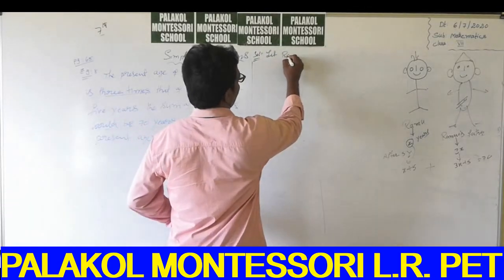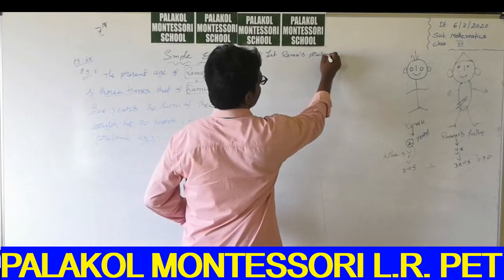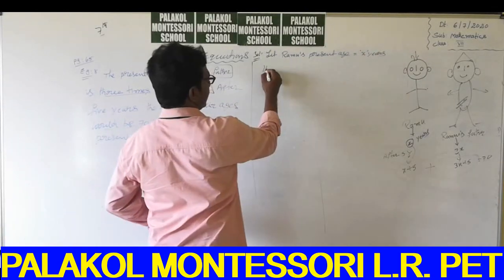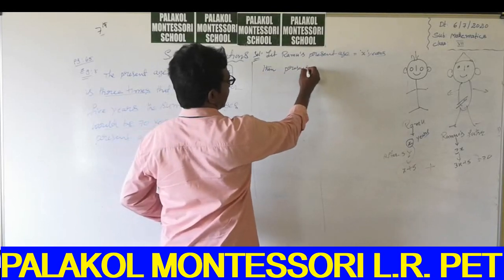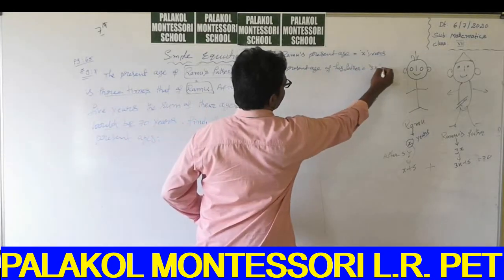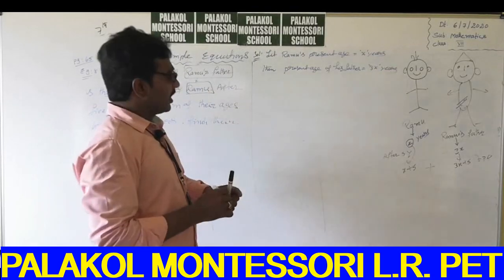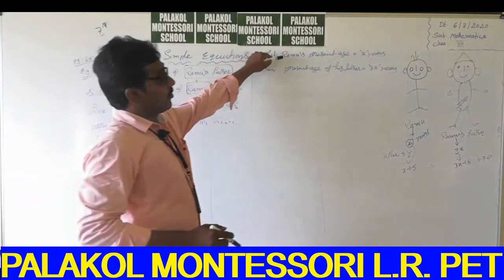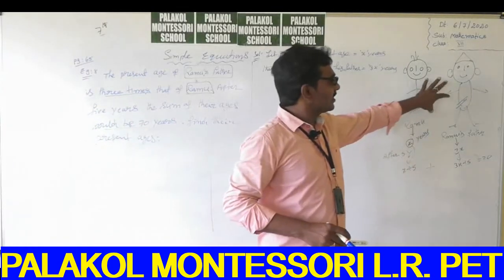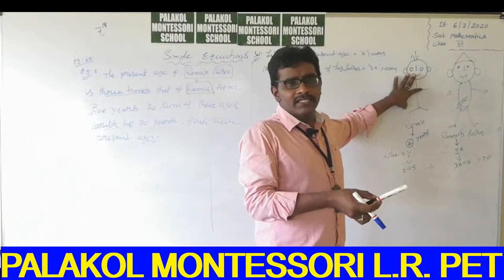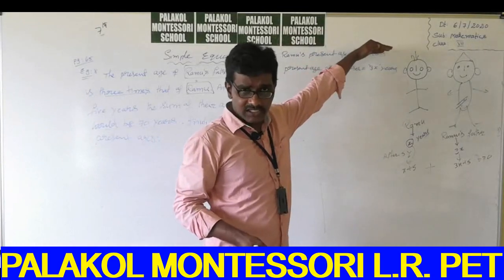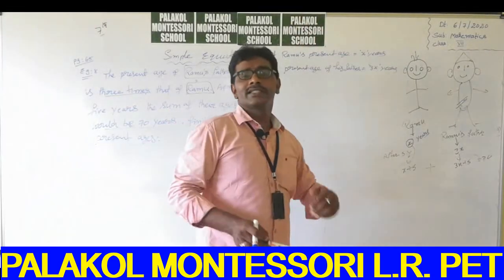Let Ramu's present age be x years. Then the present age of his father is 3x, according to the sum. Generally, the father's age is more than the son's. That's why I take Ramu's present age as x years, and the father's present age as 3x years.